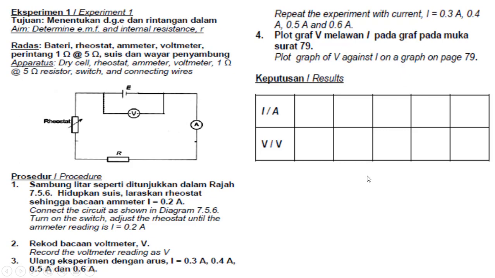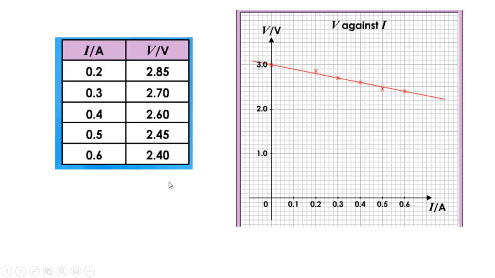Now, this is what we get from the experiment. I = 0.2, V = 2.85; I = 0.3, V = 2.70; I = 0.4, V = 2.6, and so on. And we plot the graph and get the best fit line. We draw the line until it crosses the y-axis.